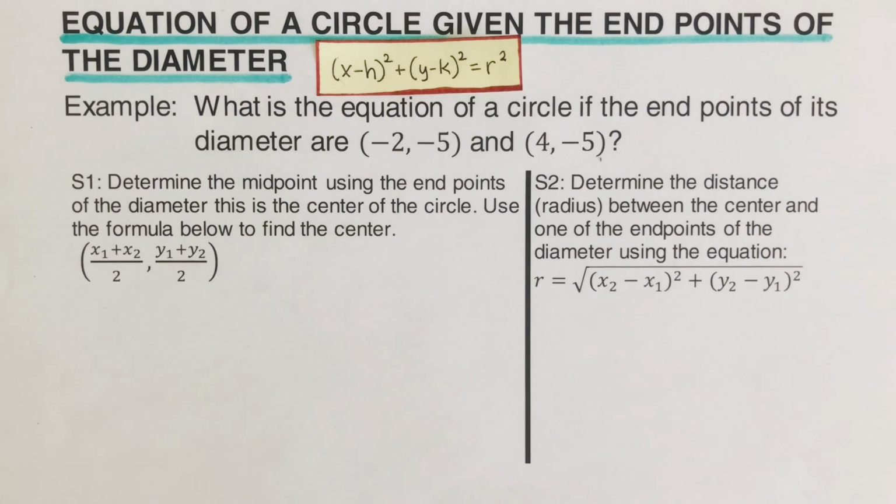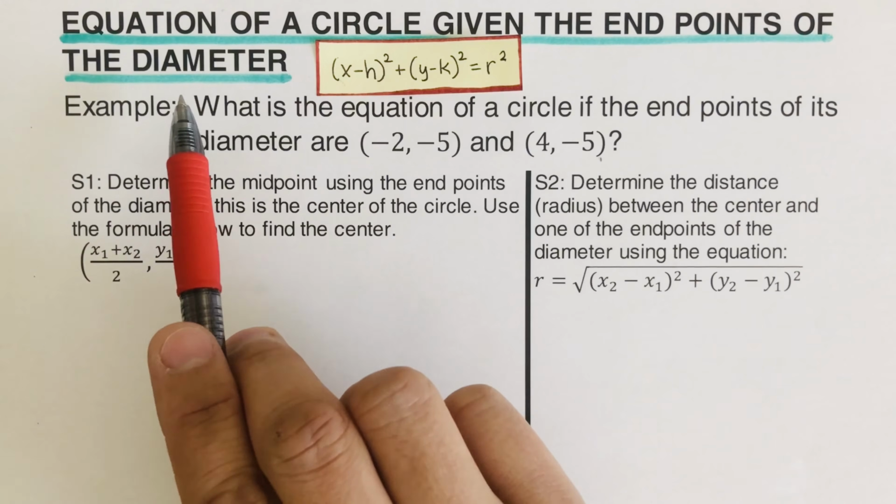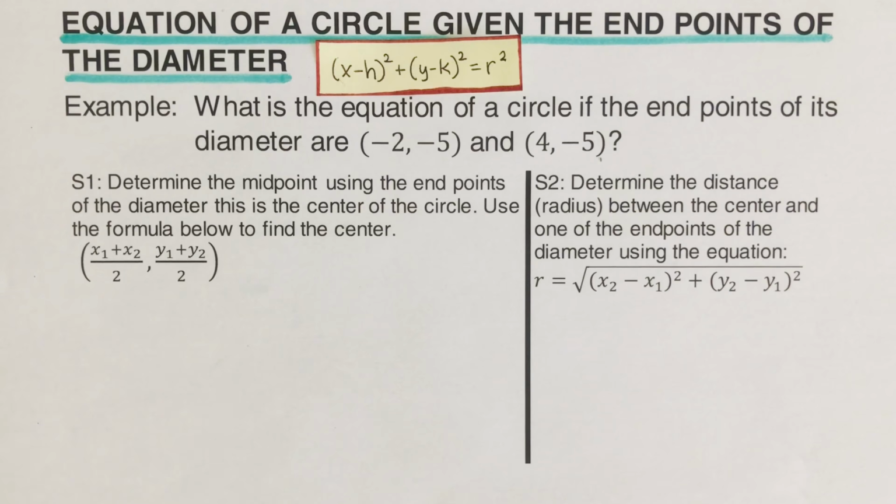Now, going back to the problem that we have here, it says that we will be given the two endpoints of the diameter. Going back to the definition, a diameter is a line segment where one end is on the circle, and it goes to the other point, which is also on the circle. But it passes through the center. So pretty much the center is the midpoint of the two endpoints of the diameter.